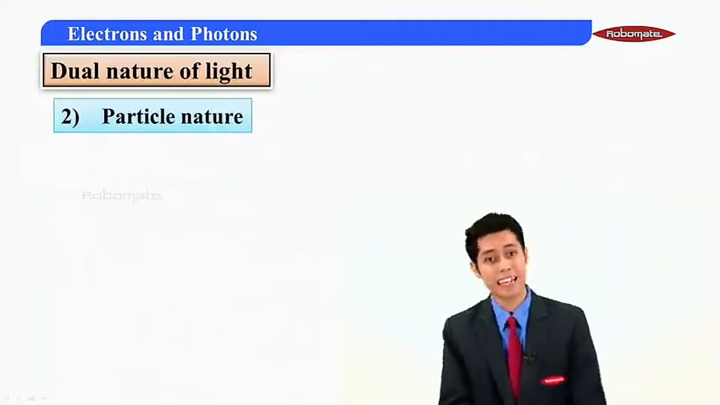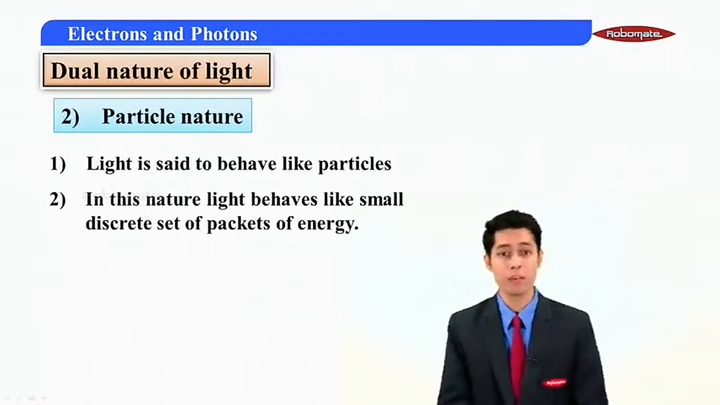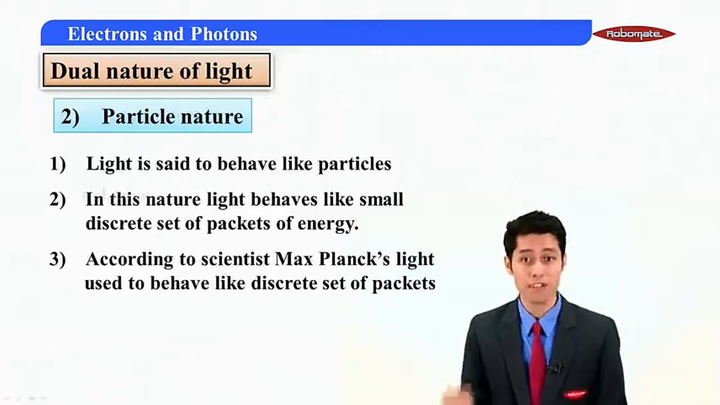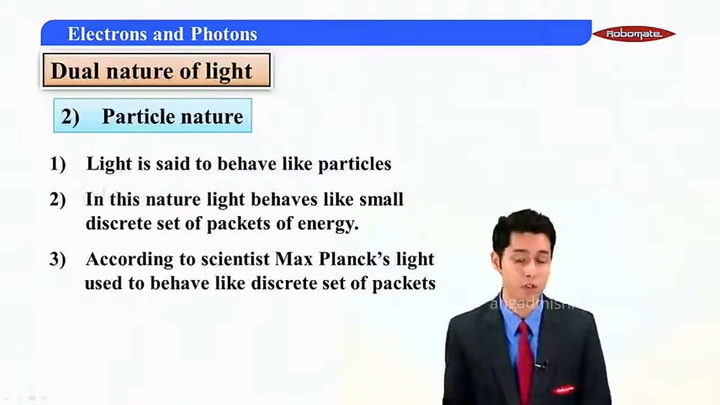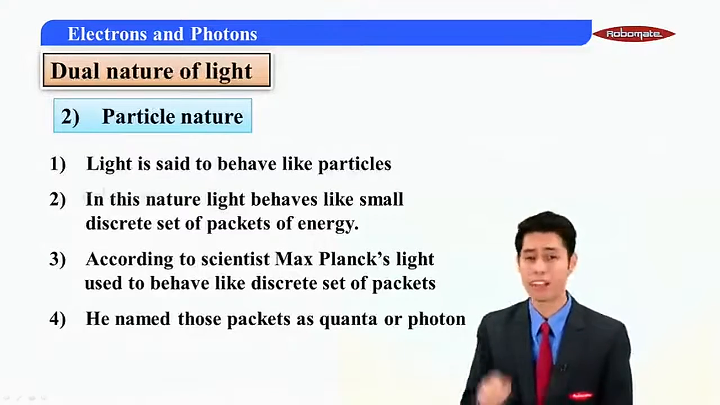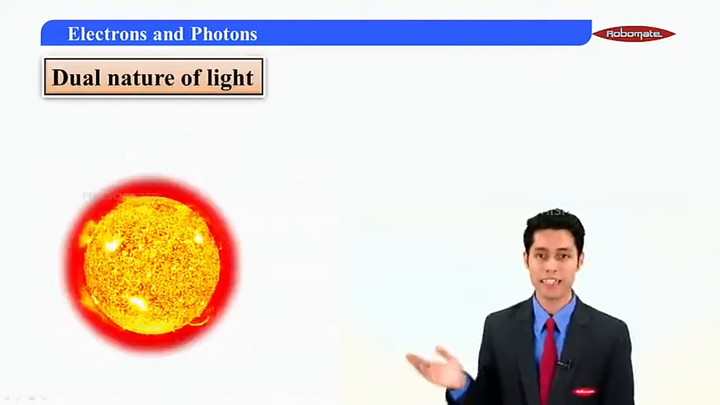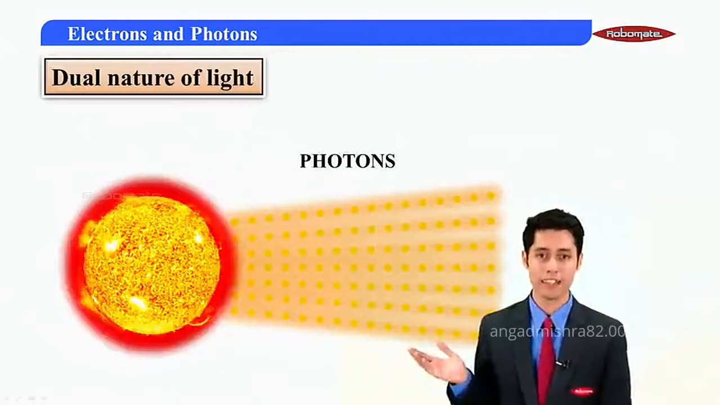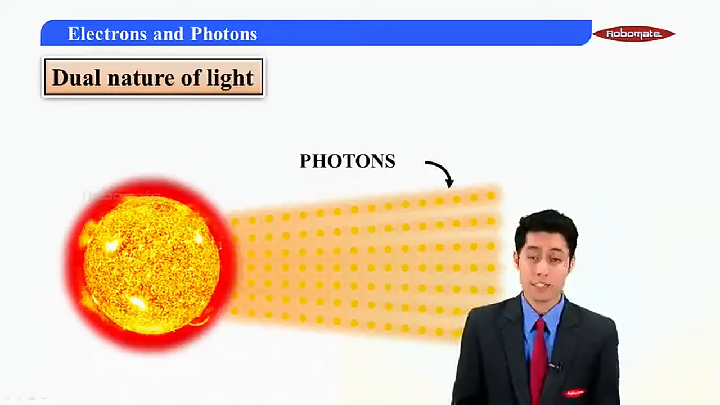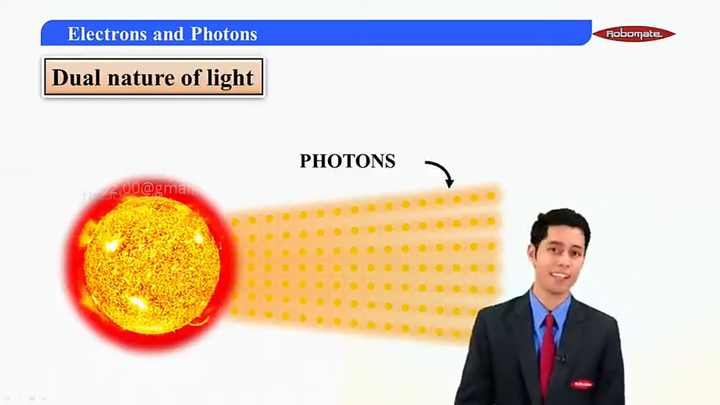We move ahead to study the second nature of light, that is the particle nature. In this nature, light was said to behave like small discrete packets of energy, and this was given by the scientist Max Planck, who said that these discrete packets of energy are called quanta or photons. As you can see in this diagram, you can see a source of light and these packets of energies are called photons. So students, in this module, we studied the wave nature as well as the particle nature of light. Thank you.